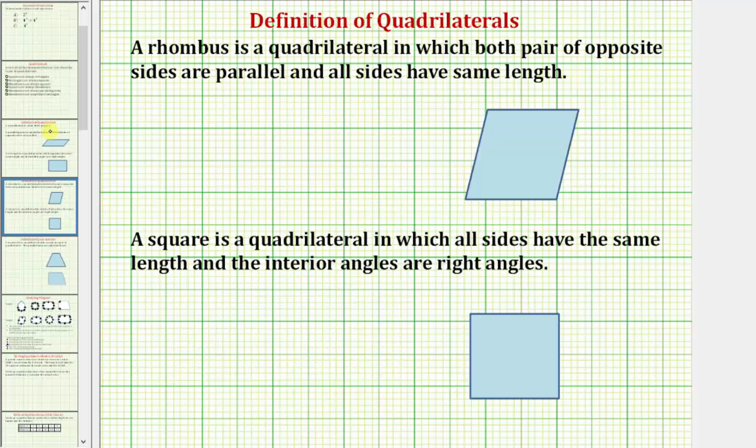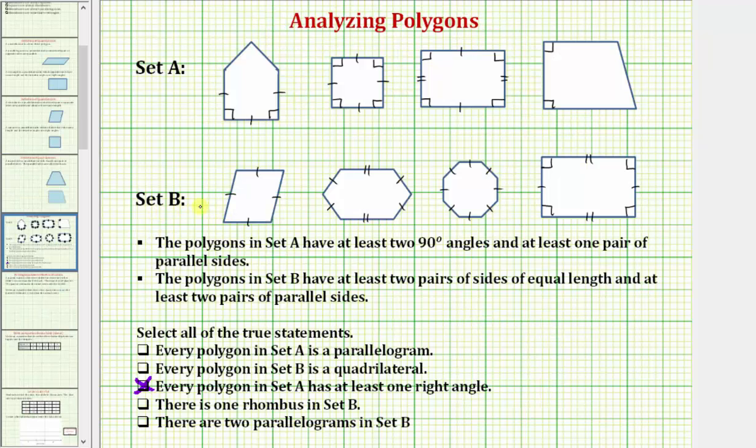Where for review, a rhombus is a quadrilateral in which both pairs of opposite sides are parallel and all sides have the same length. So looking at the polygons in set B, this polygon here is a rhombus because, as indicated by the tick marks, all 4 sides have the same length, and we're also told each polygon has at least 2 pairs of parallel sides, which in this case means the opposite sides are also parallel. So we do have exactly one rhombus in set B.